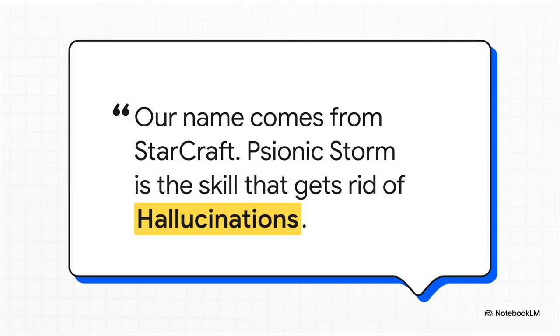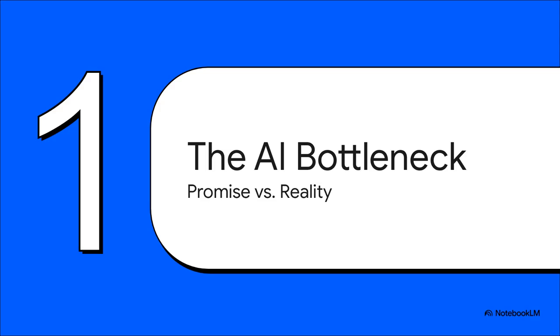You gotta love a good origin story, and this one is pretty much perfect. Psionic AI actually named their parser Storm after a skill in the game StarCraft. And what does that skill do? It gets rid of these illusory units called hallucinations. That's a perfect metaphor for what they're doing for AI, zapping away all those nonsensical, made-up answers that are a plague on these systems.